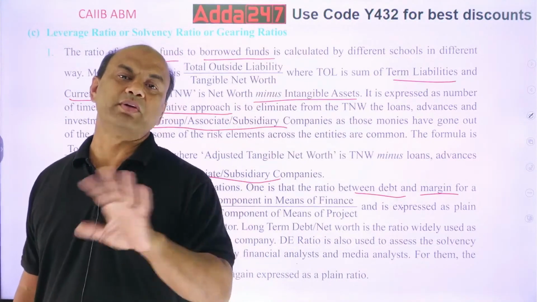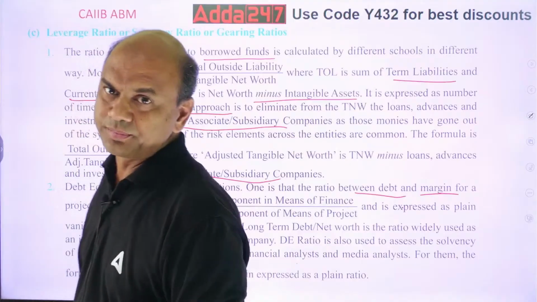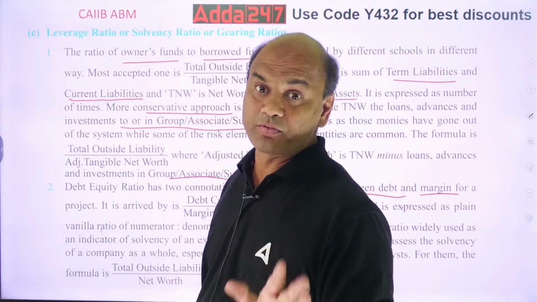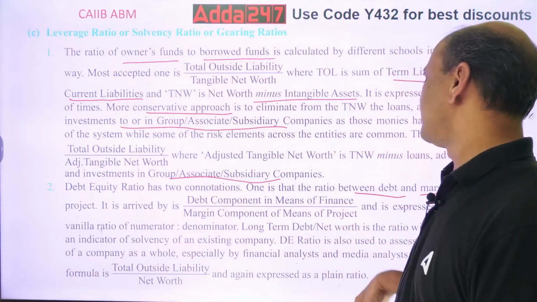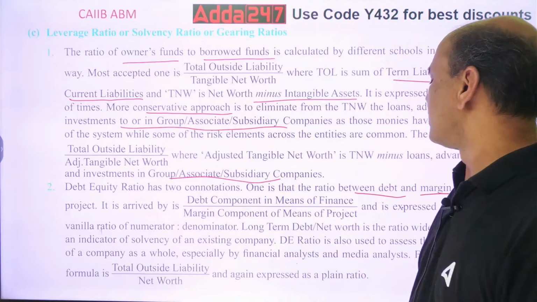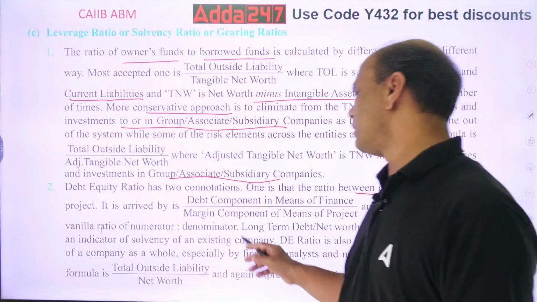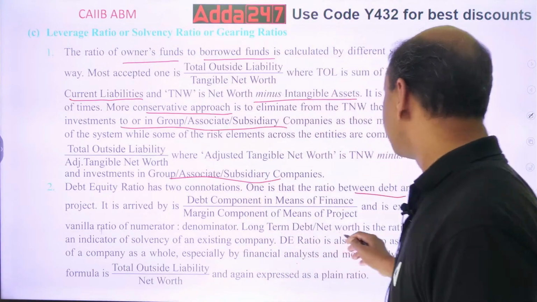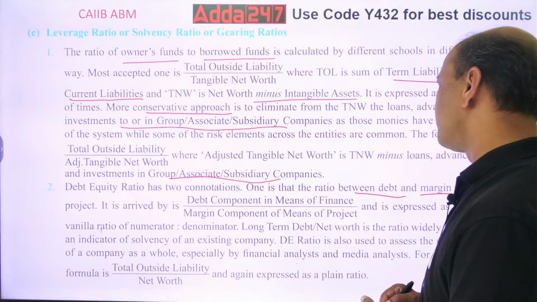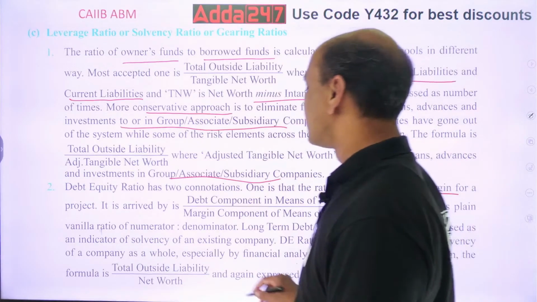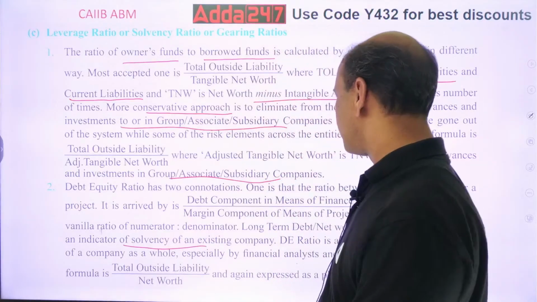Generally what we say is 75-25. 25% is my margin and 75% is a bank loan. So it will be 75/25 if I am using the 75-25 ratio. Okay. So debt component in the means of finance upon margin component of the means of the project, expressed as a plain vanilla ratio of numerator upon denominator. Long-term debt to net worth is the ratio used as an indicator of solvency of an existing company. Solvency means long-term solvency, whether this company will stay in the long run or whether it will collapse.